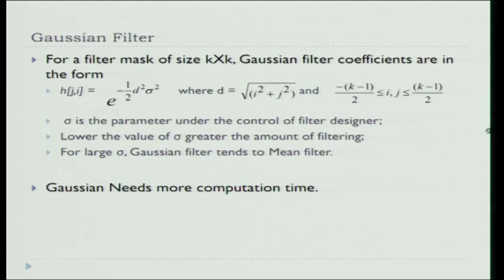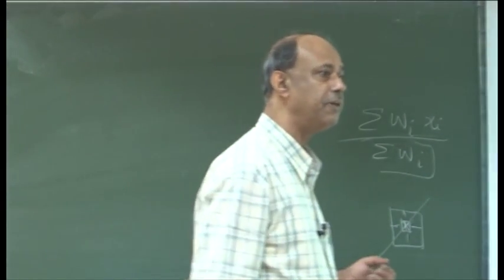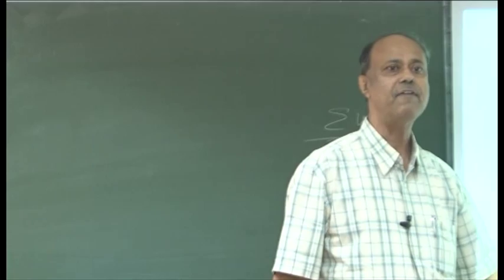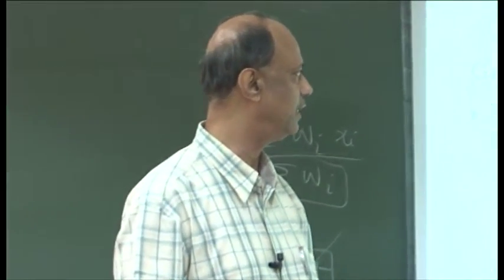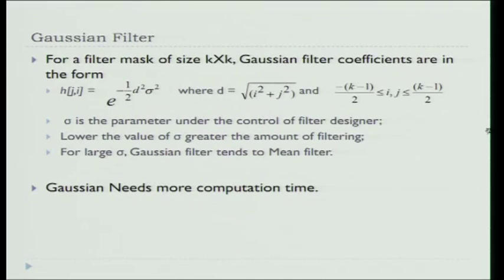So, that is minus k by 2, minus (k minus 1) by 2, and (k minus 1) by 2. Now, here the sigma plays a major role. You do not know what sigma is. Sigma is designer dependent, and sigma tells you the amount of filtering you need. For a small value of sigma, you get a higher value of filtering. But if you make sigma very large, then this becomes an average filter, because e to the power of this will become 1, right? It becomes an average filter. But obviously, it needs more computation.